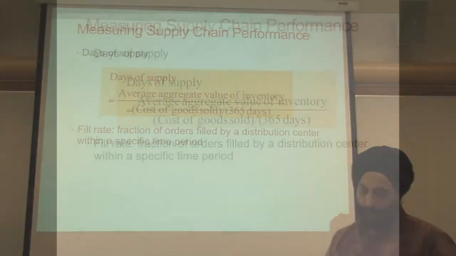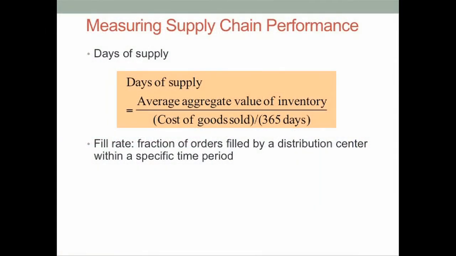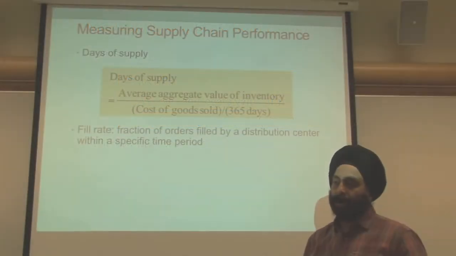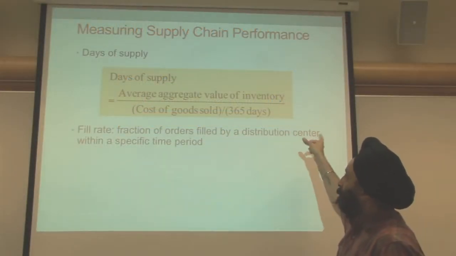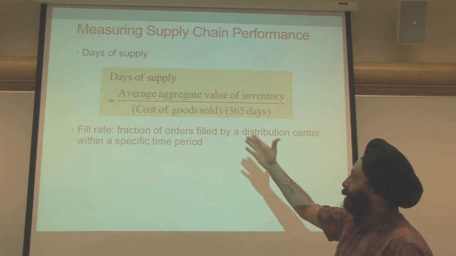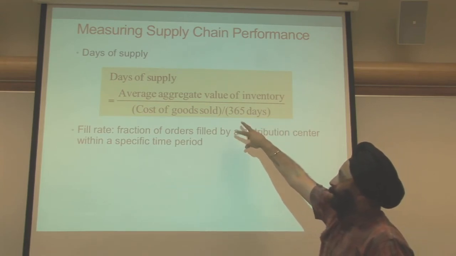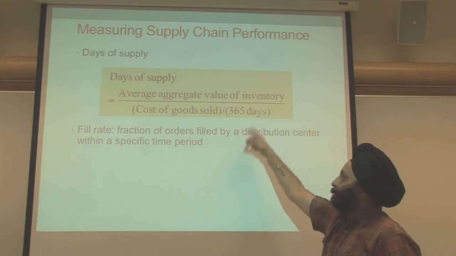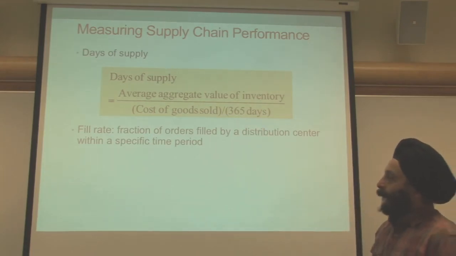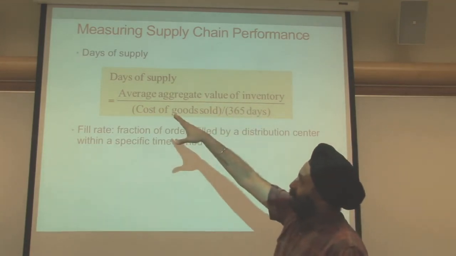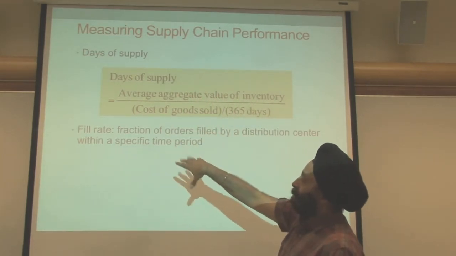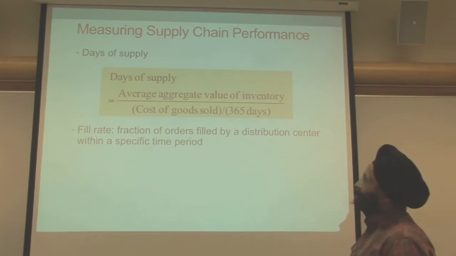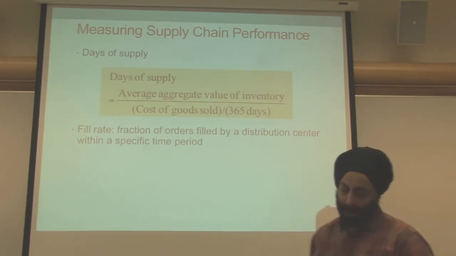And the third metric is the days of supply. How many days' worth of supply do you have of a particular item? That is basically average aggregate inventory value divided by cost of goods sold, which is divided on a per day basis, divided by 365 days. Because in order to come up with days of supply, if we don't do this, then it'll be years of supply. The final one is fill rate, which is the fraction of orders filled by a distribution center within a specific period of time.